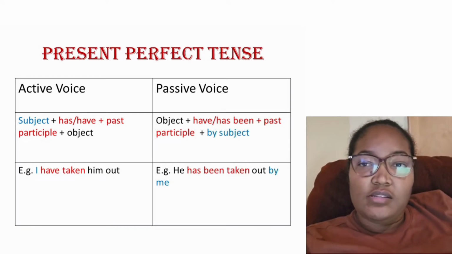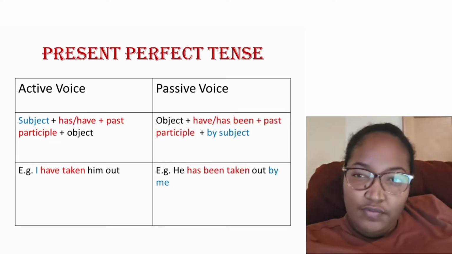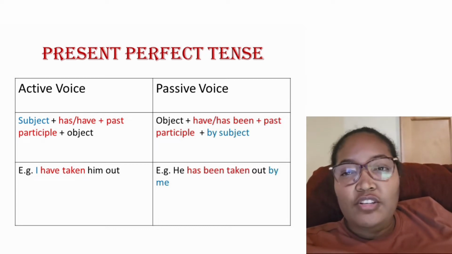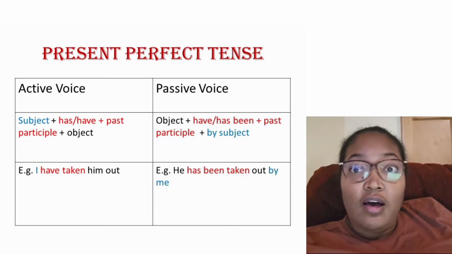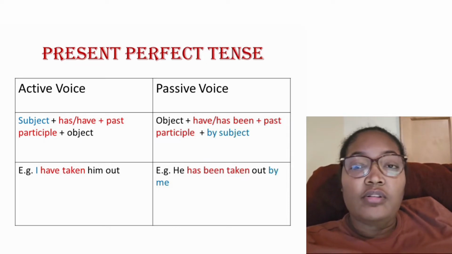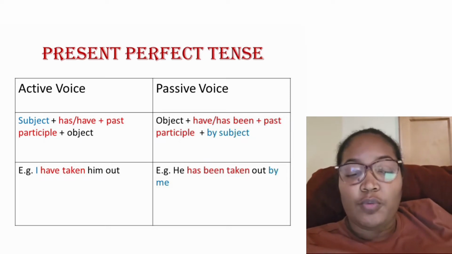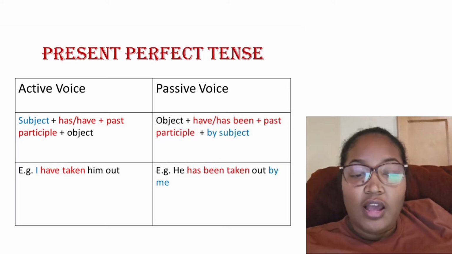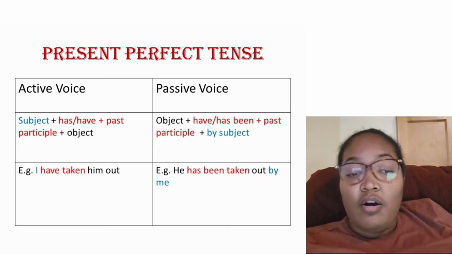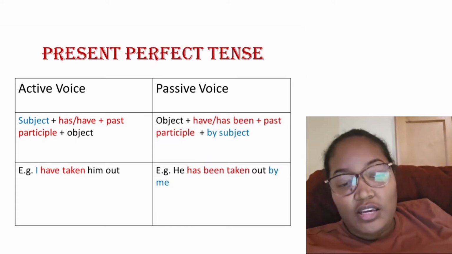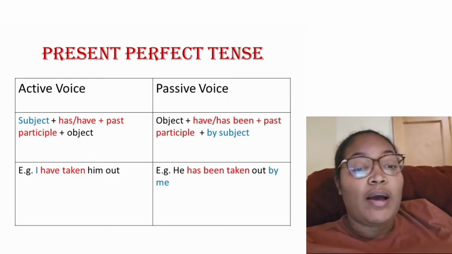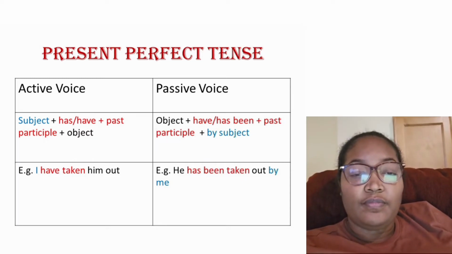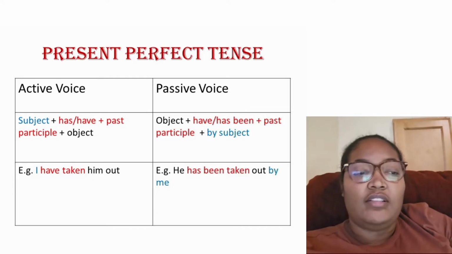Present perfect tense in the passive voice. The structure goes as follows: object, which follows have or has been, plus by the subject. So, for example, this is a sentence: He, which is the object, has or have been taken out by me. That's the example of the present perfect tense.